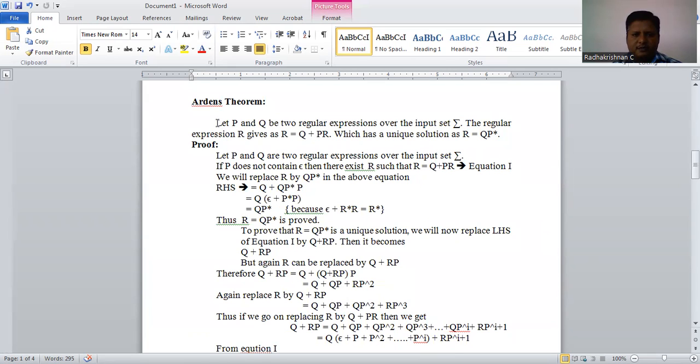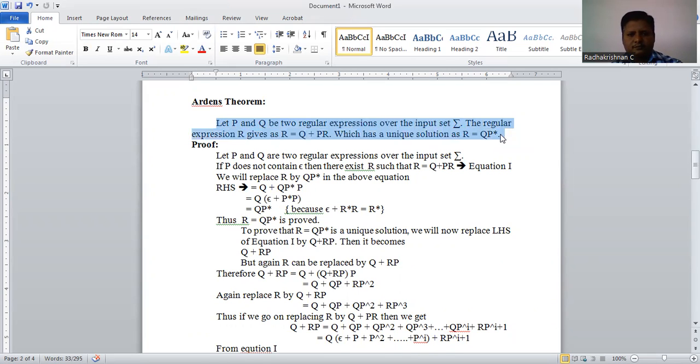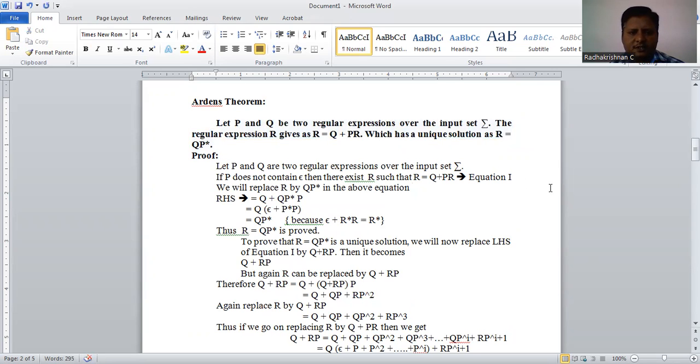So this is the theorem statement. Arden's theorem: let P and Q be two regular expressions over the input set sigma. So we consider two regular expressions P and Q, and P does not contain epsilon. That means the given automata must be a deterministic finite automata alone.